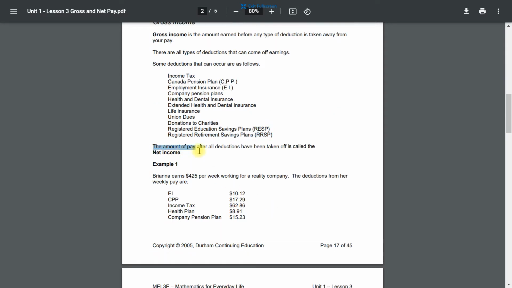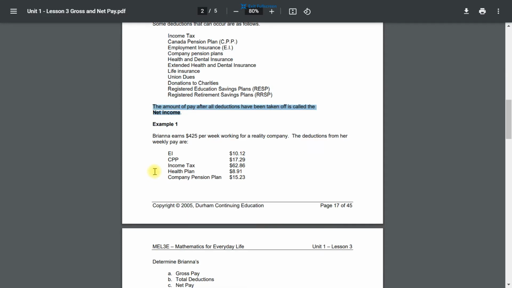The amount of pay after all deductions have been taken off is called the net income. It's kind of like that net. You're dumping all the water and everything's going through that sieve, and what's left over is what you actually get paid. So example number 1, we have Brianna earns $425 per week.